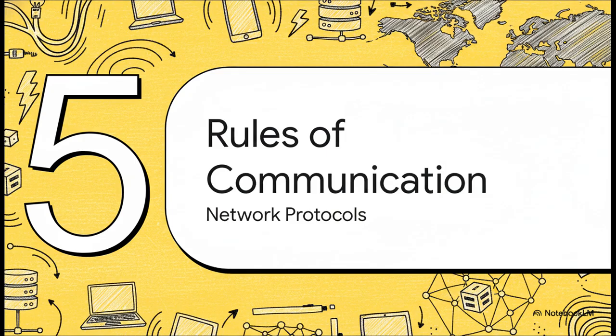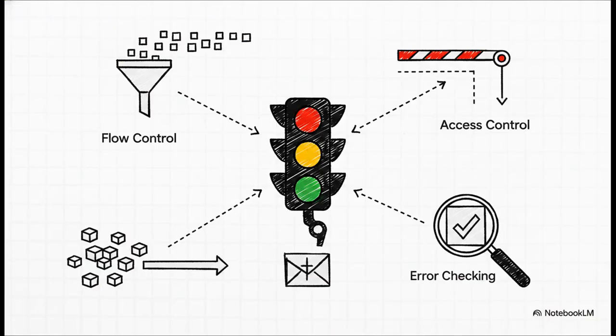Section 5. The rules of communication. Okay, so think about this for a second. With billions of devices sending out terabits of data all at the exact same time, why isn't the internet just total chaotic gridlock? Well, the answer is protocols. As we mentioned earlier, these are the ultimate traffic cops of the digital world. Think of TCP/IP routing your data across the web, or HTTP loading your favorite sites.